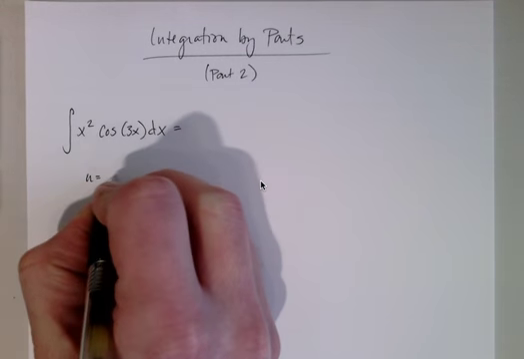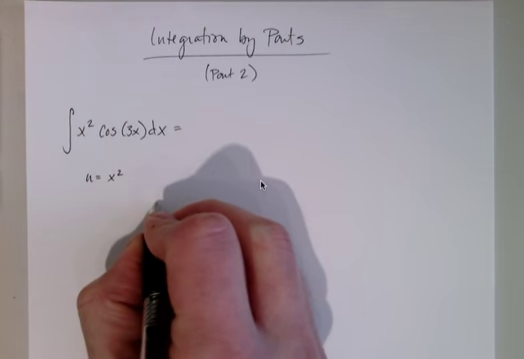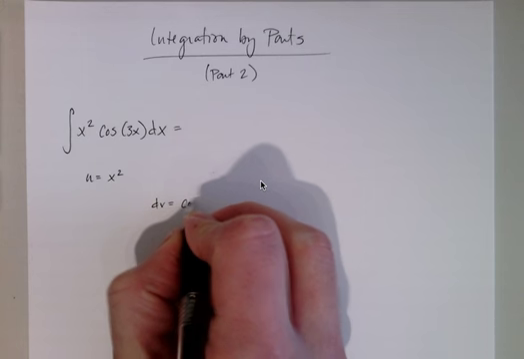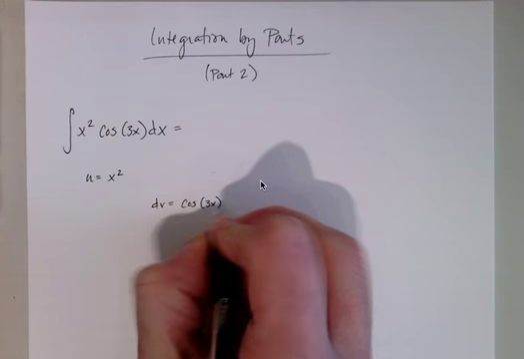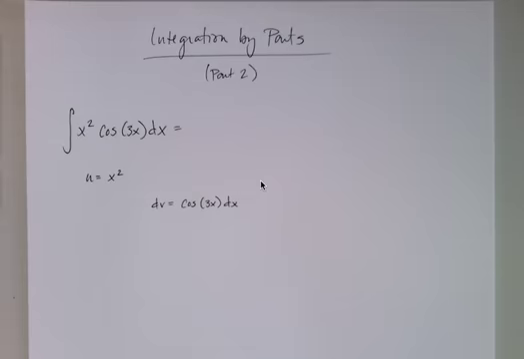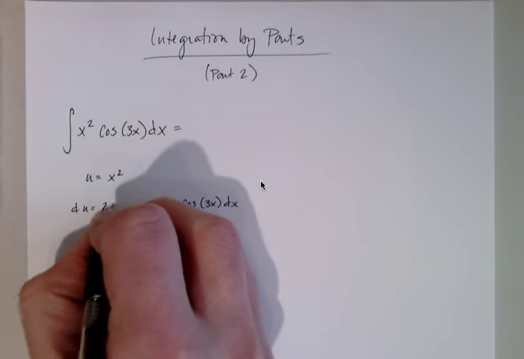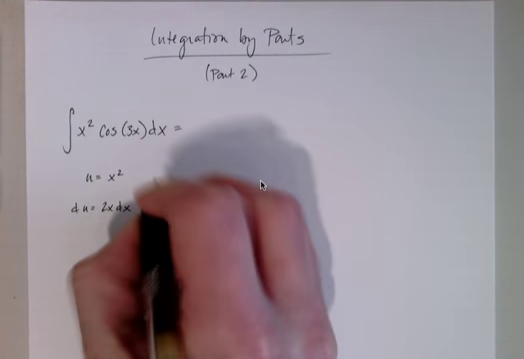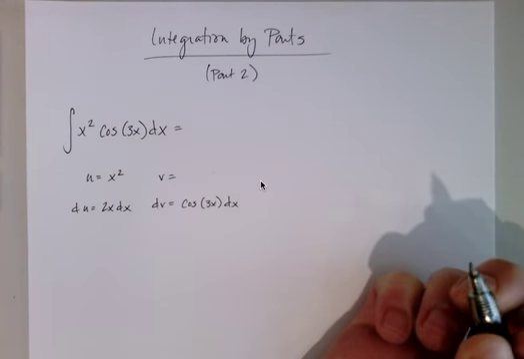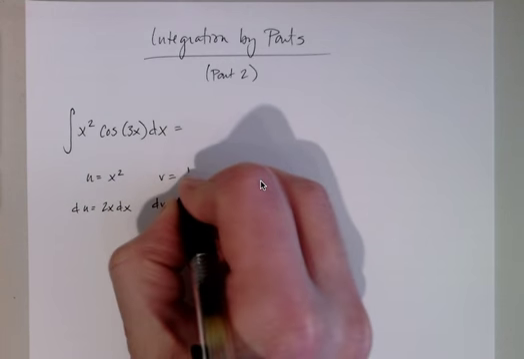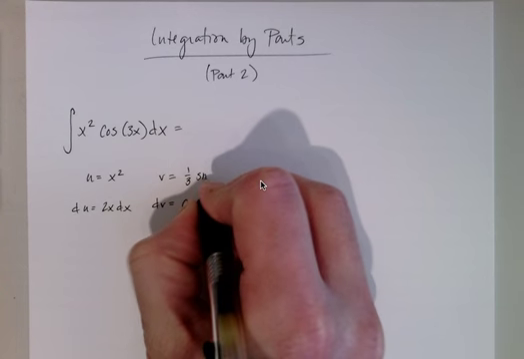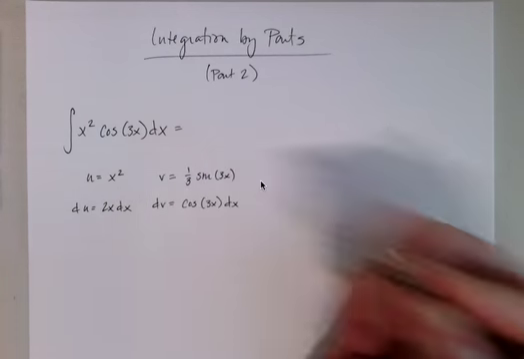So we have u is equal to x squared. Okay, it's not going to go away on the first round, but it's still going to drop down 1 degree, which is preferable to it not dropping down at all. So that becomes 2x dx. And when I anti-differentiate cosine, I'm going to get 1/3 sine 3x.